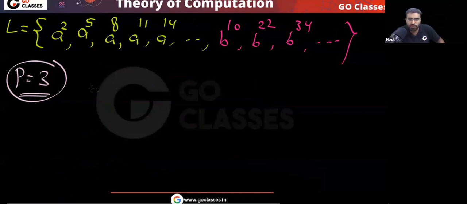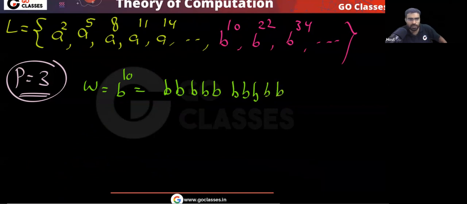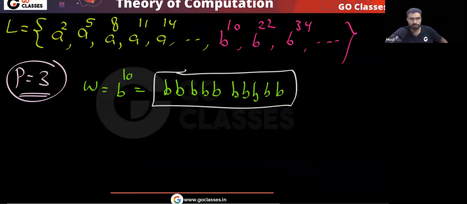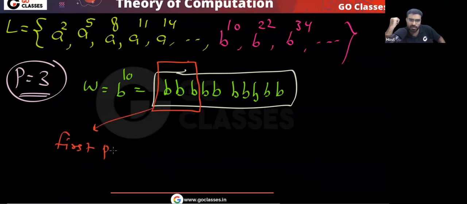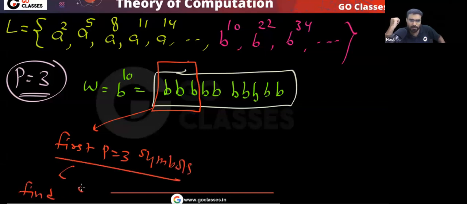Just check it out. Look at this string, b power 10. Will it pump? Tell me, for p equal to 3, will it pump? In this area, you will find y. These are the first three symbols. These are the first p symbols. In the first p symbols, you will find y.